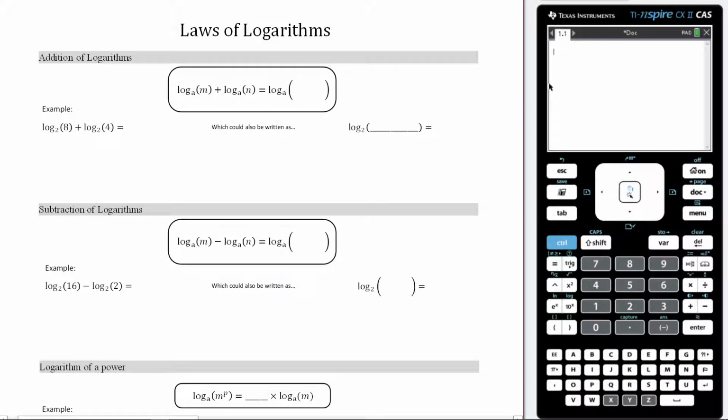So we're now going to begin discussing laws of logarithms. Just as we have our index laws, we also have log laws, and these are things that you need to commit to memory. The first one is called the addition of logs.